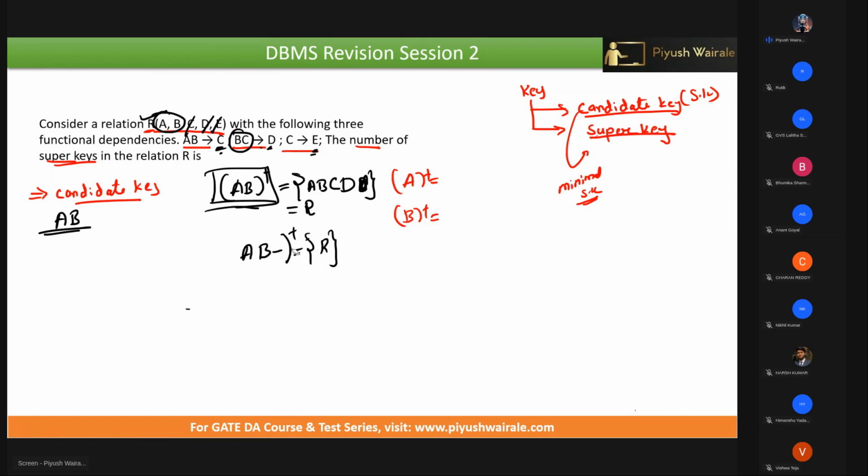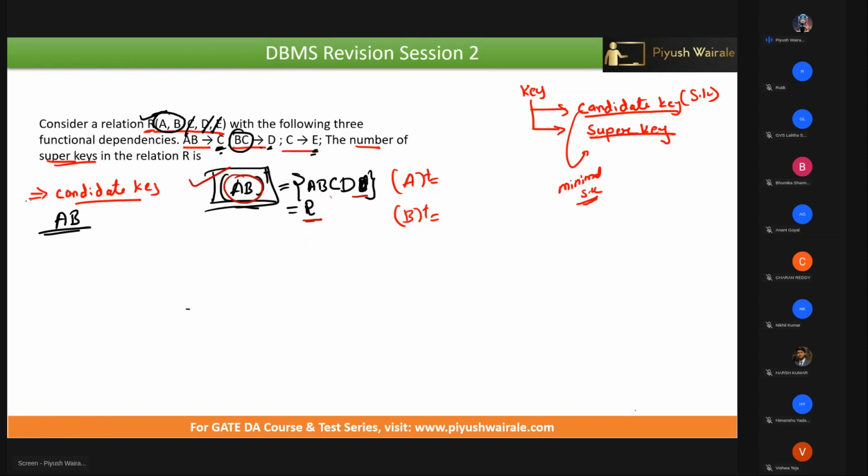So first find out the attributes which are not present on the right hand side of any functional dependency. Then try to take the closure. If in the closure we have all the attributes, then it's a key. Otherwise, we have to go for a combination of attributes with this particular candidate key, using the attributes which are not present in the closure. Okay, so this will be the approach. Try to practice more.